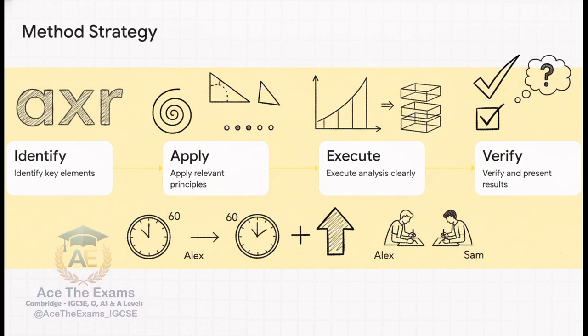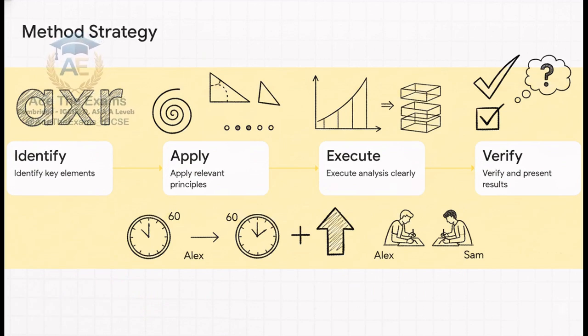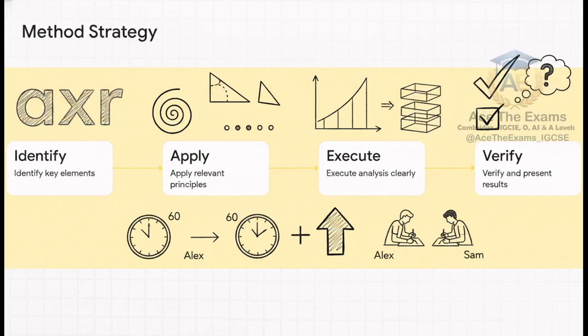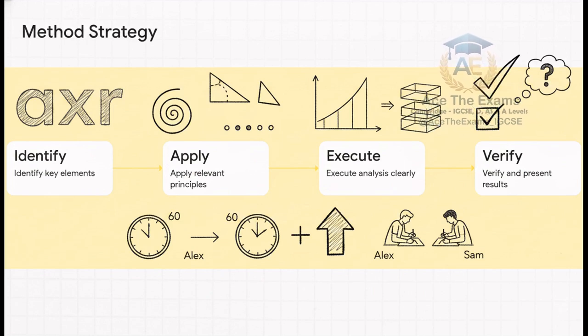Step 1, identify key elements. Explicitly extract A and R and write them down. Step 2, apply relevant principles. Look at the formula sheet and choose the exact right formula. Step 3, execute analysis. This means incredibly clear line-by-line algebraic working, no skipping steps. Step 4, verify results. Take a breath and ask, does this answer actually make sense in reality?